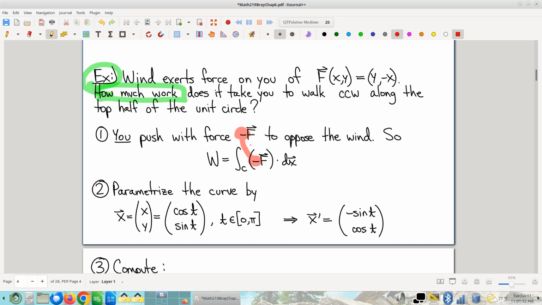Don't try to create a rule of thumb on this. Make sure to understand the context and interpret accordingly. Okay, so you want to compute work. Well, this was our motivating example that led to vector line integrals. So we've already developed that this vector line integral is how we would compute that work.